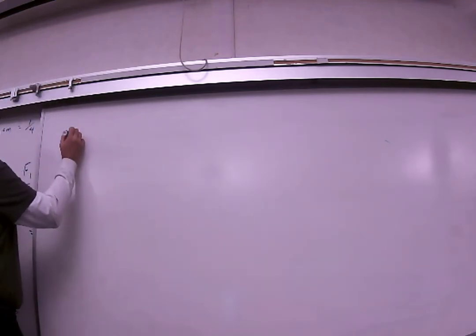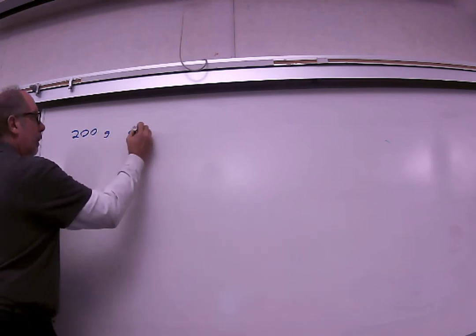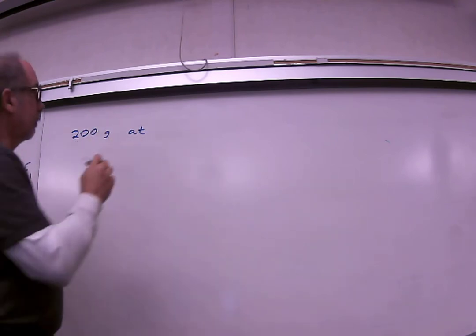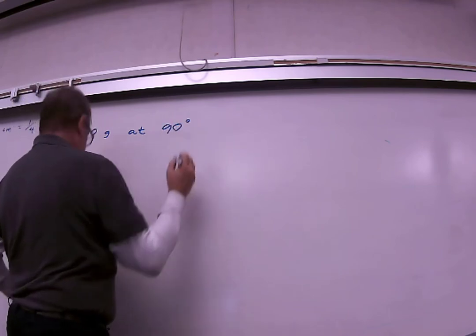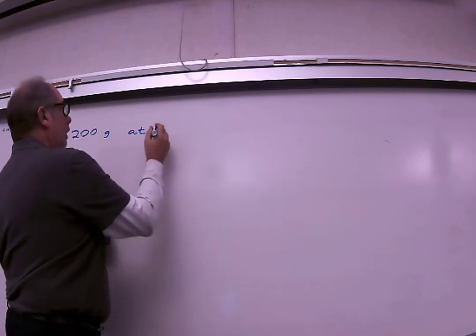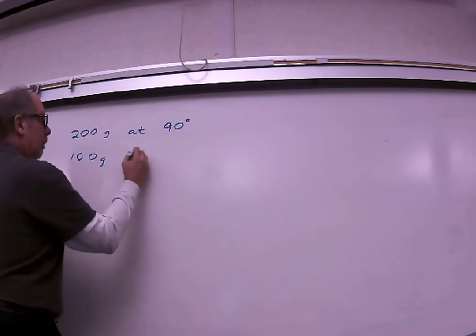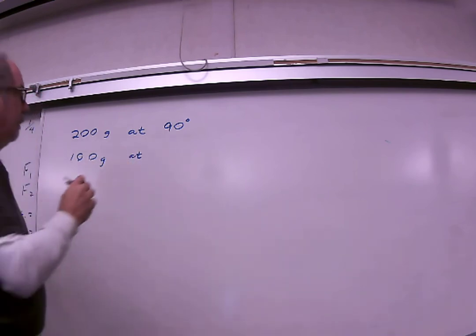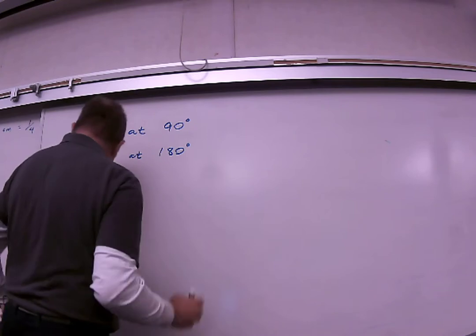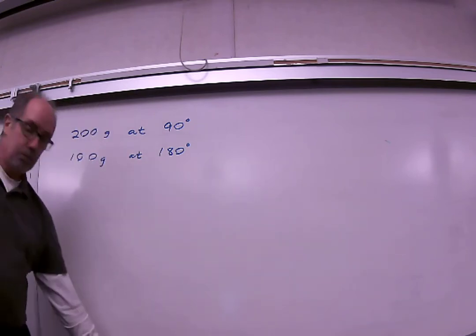So we're going to put 200 grams. I'm going to put 200 grams at 90 degrees. Take this down with me. 200 grams at 90 degrees. And I'm going to put 100 grams at 180 degrees. Actually, let's do that. So I have 90 degrees and 180. Oh, I have to move one of my pulleys.